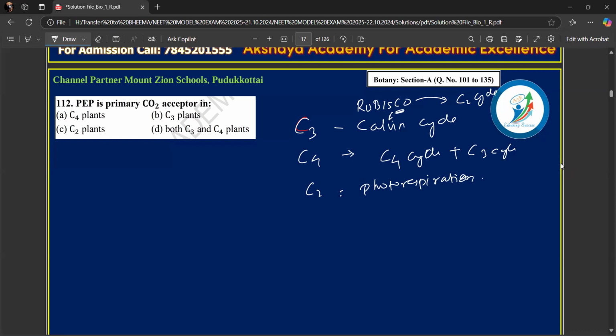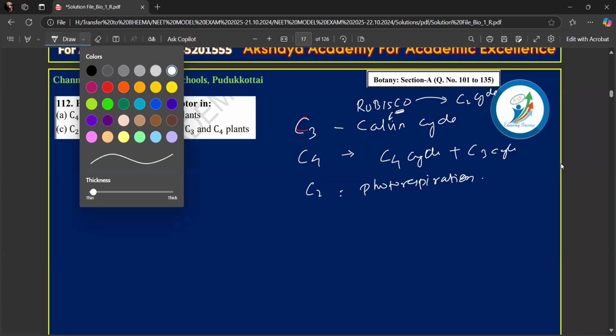So here it asks that PEP, phosphoenol pyruvate, is the primary carbon acceptor in. So you know it happens in C4 plants. C4 plants have the PEP. C3 plants don't have PEP. Instead, they use ribulose 1,5 bisphosphate. So let's write it down.